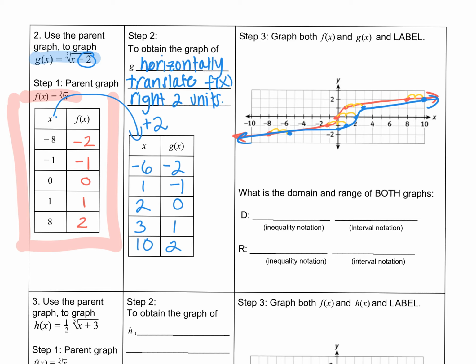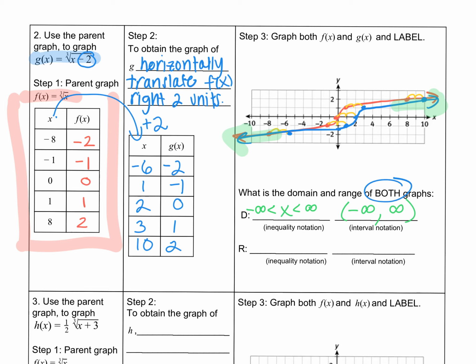What is the domain and range of both graphs? And notice that it does say both graphs. It's because the domain and range are the same thing. So if I'm trying to find the domain, I'm talking about how far does it go to the left and to the right. So I can see that the graph keeps going on and on to the left and the right. So that means my domain goes from negative infinity to infinity. And I can write it like so in inequality and interval notation.